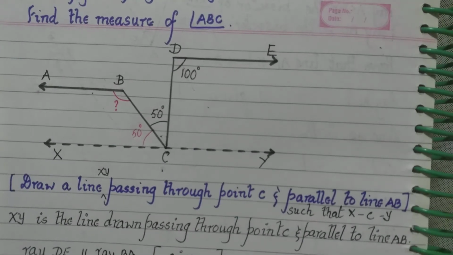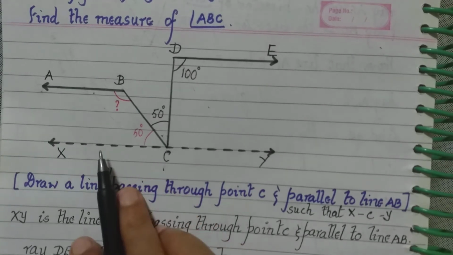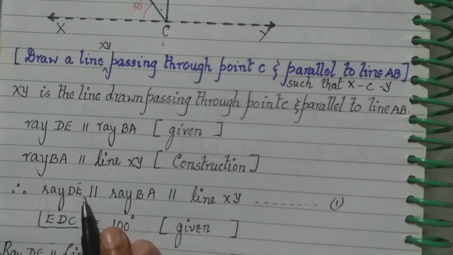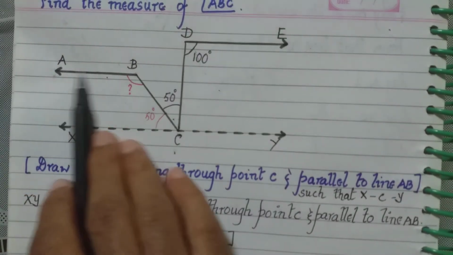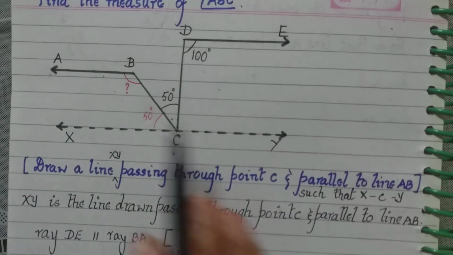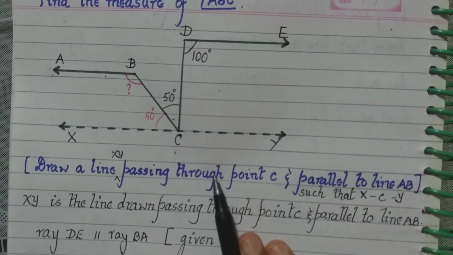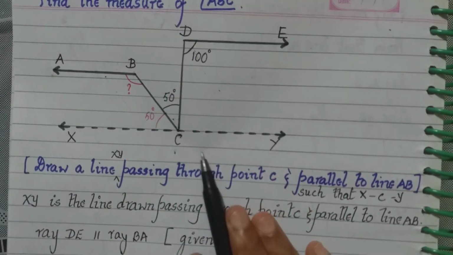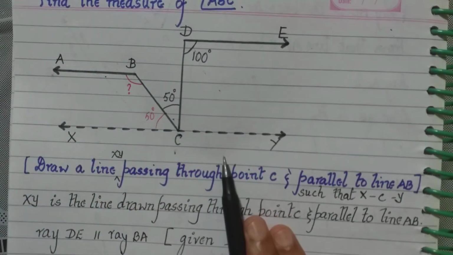Now I have to find angle ABC. How will I find angle ABC? Now you look here, in one, what did we say? Ray DE is parallel to ray BA, which is parallel to line XY. So ray BA and line XY are parallel to each other. If these two are parallel lines, we can take BC as the transversal. If we take BC as the transversal, you see this angle BCX is already given to us, and we have to find angle ABC.